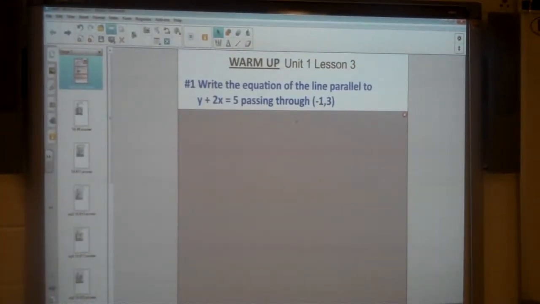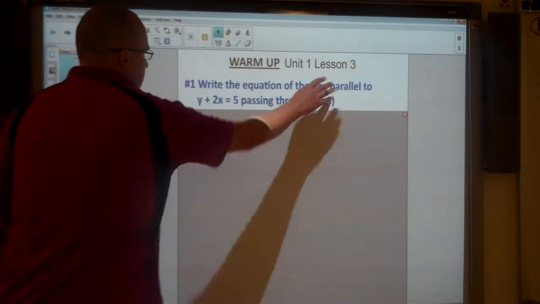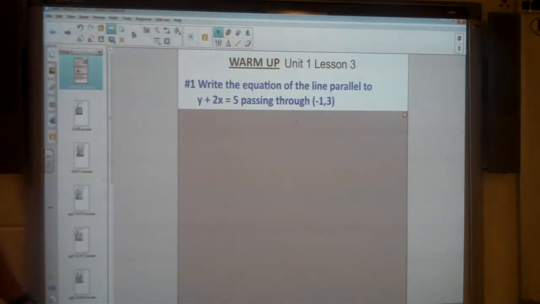Now if you're looking at this at home, you may want to pause the video after you can see each of these questions, try them for yourself, and then see if you agree with the answer that I put up. So the thing we know about lines that are parallel to each other is that they have the same slope.